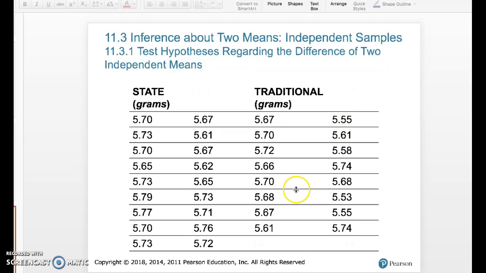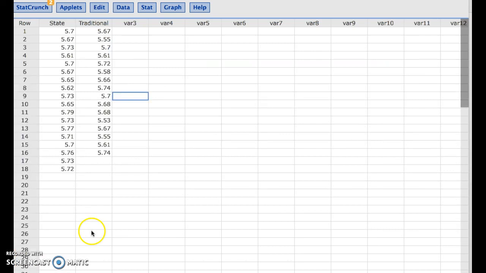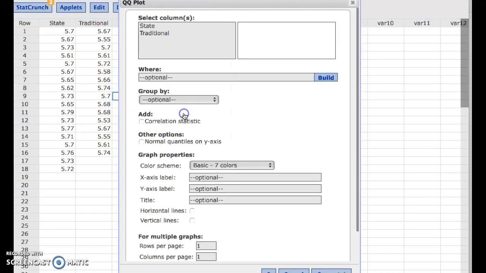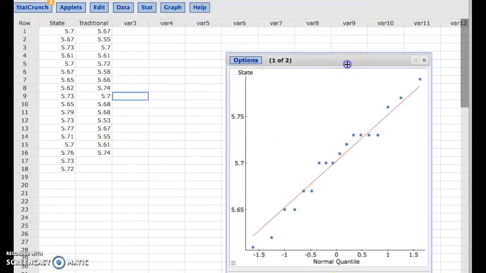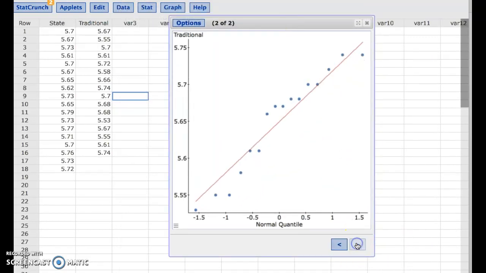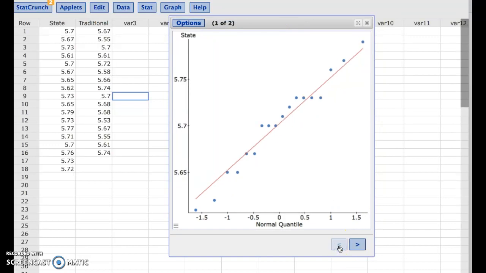So we have our sample, and let's go ahead and take a look at this in StatCrunch. So notice we have two columns of data, and we need to create our QQ plot for each one and our box plot for each one. If you select both columns at the same time, StatCrunch will create two QQ plots. Save you a little bit of time. Notice you just have to scroll over to see both. And I would say they look approximately linear. No big issues here.